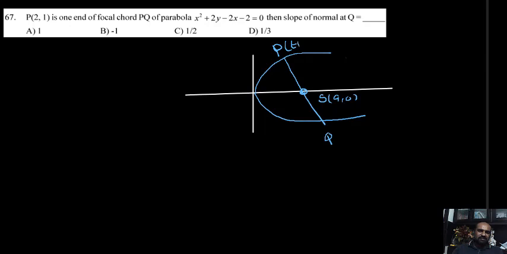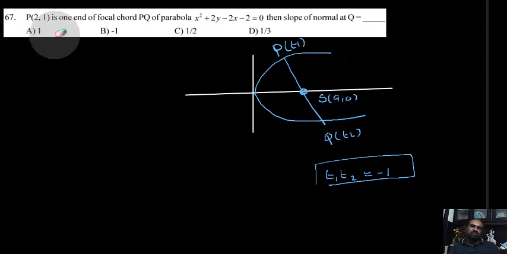For example, I can say P of t1 and this is P of t2. Then you know that the product of the parameters, t1 into t2, is equal to minus 1. What it means is that if P is one end of the focal chord, we can directly find the other end by using this relation. So students, listen here.